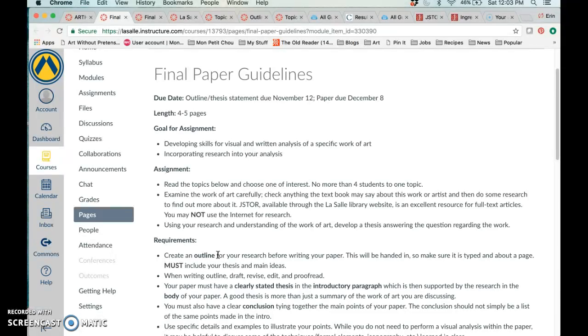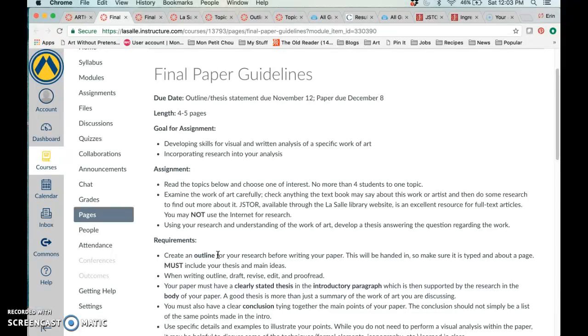The paper itself is due on December 8th, but you have an outline and introductory thesis statement due on Sunday, November 12th. So hopefully this will help you get started on the process. The paper is going to be about 4 to 5 pages, but I emphasize it should be closer to 5 pages. And if you go over that, that's also a good thing.